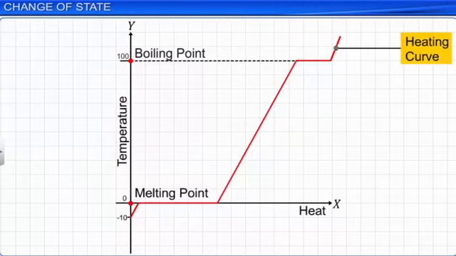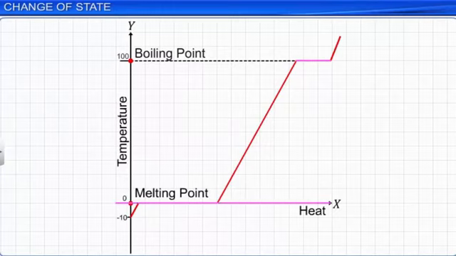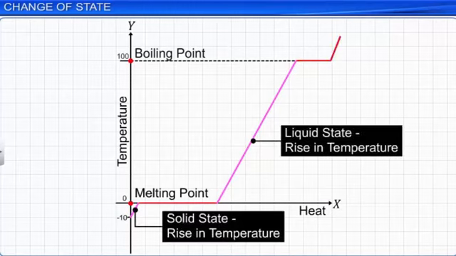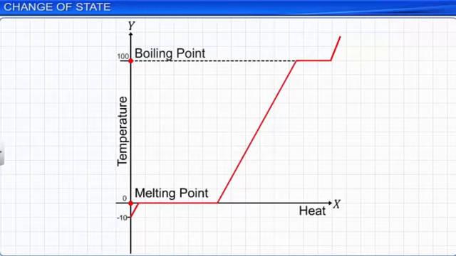Some parts of the curve are parallel to the x-axis, and some of them are inclined. The inclined portions of the graph correspond to a particular state of the substance. The slopes of the inclined portions are not equal. This means a substance will have different specific heat capacities in different states. The temperatures corresponding to parallel portions of the graph correspond to melting and boiling points.